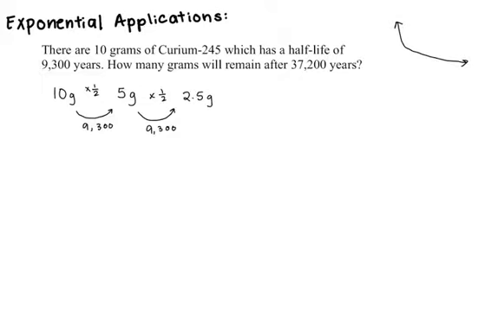Okay, so I don't want to keep doing that until I reach 37,200. I want to make an equation to help me solve this. So I know I'm starting with 10. This is going to be my A value.